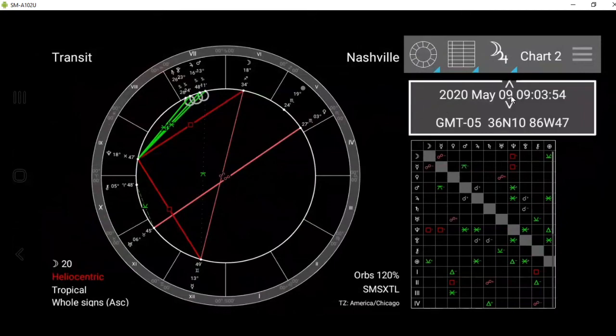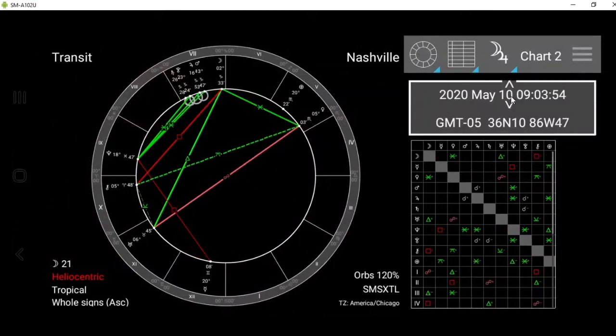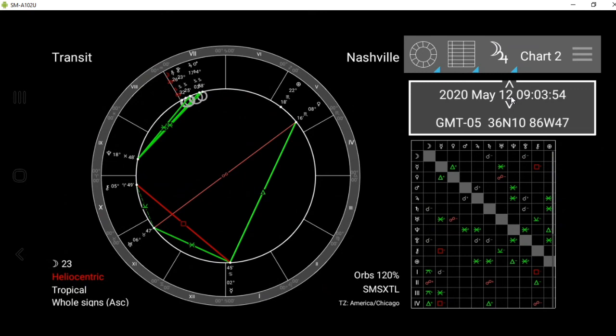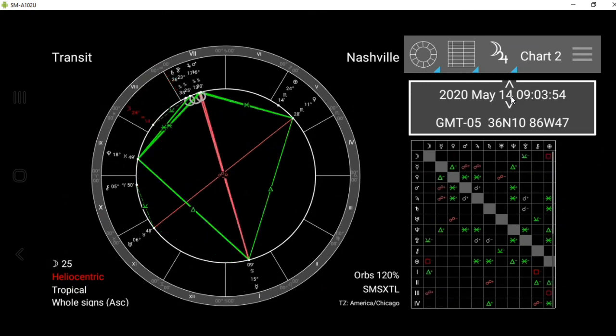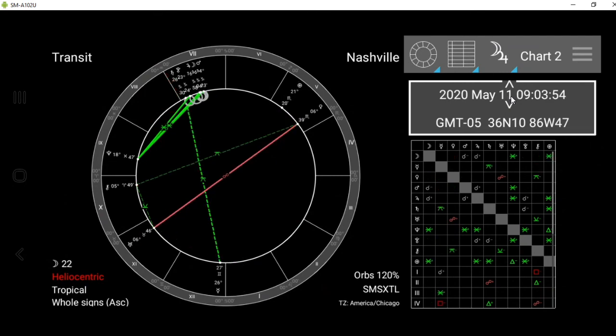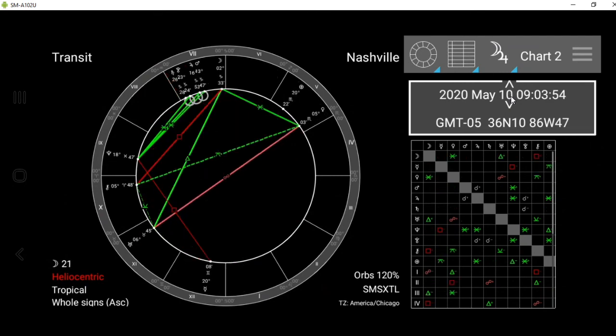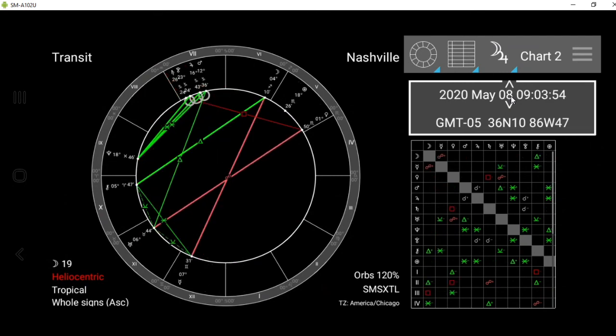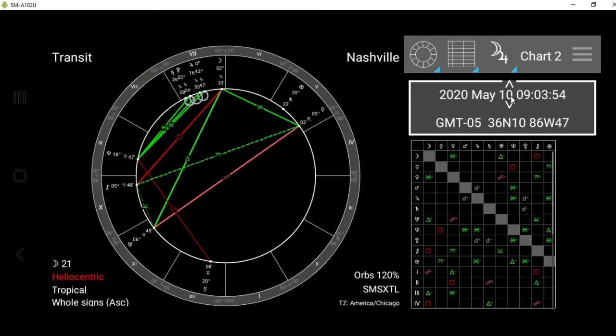It might really go down right here, but I don't think it will. I think it's going to keep building, and then people are going to take profits around here. So don't panic sell right here if it happens like that. Don't take my advice either. I'm just showing you the transits.